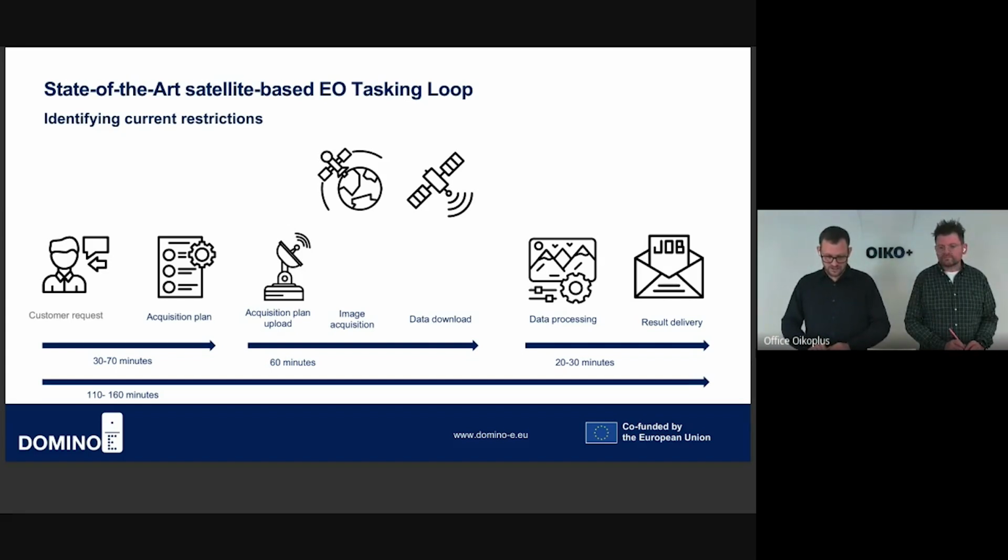So the question that arises is very much, can we make Earth observation more reactive? Can we make it more accessible? Can we make it more responsive? And maybe can we do that without reinventing every part of the stack over and over again?